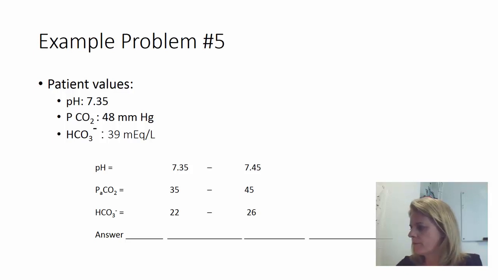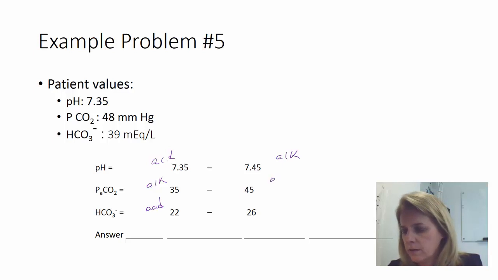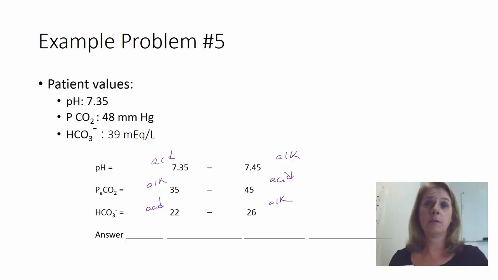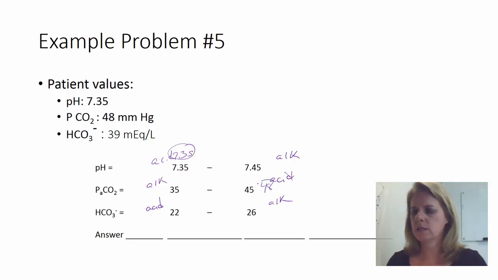Number 5. All right. Acid, alk, acid, alk, alkalosis. Again, to me, it makes sense. Plug in the values, and it's just plug and play. You don't even have to think about it. If the numbers match, you know what it is. 7.35. Ooh, that's weird. So 7.35 is the pH. The CO2 level is 48, and the bicarbonate is 39.